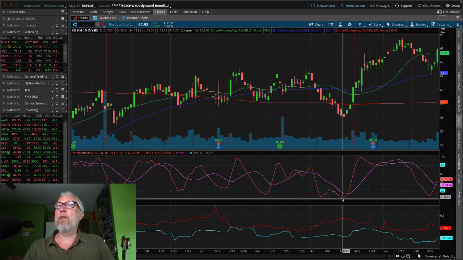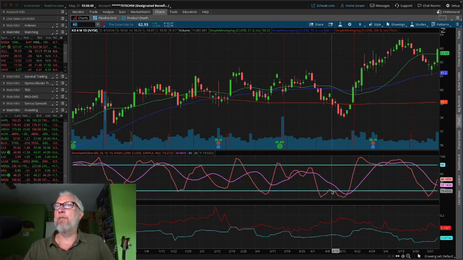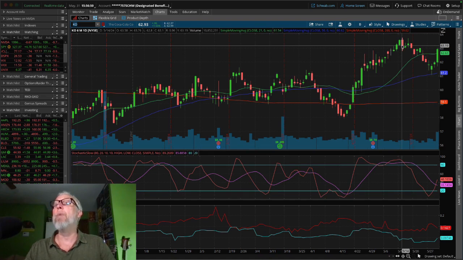We can see that just from the opposite perspective here, where both lines were below the 20 line and the fast line crosses above the slow line. And what happened after that? Well, after that, we got follow through for about a good month. So that's one way we look at it.